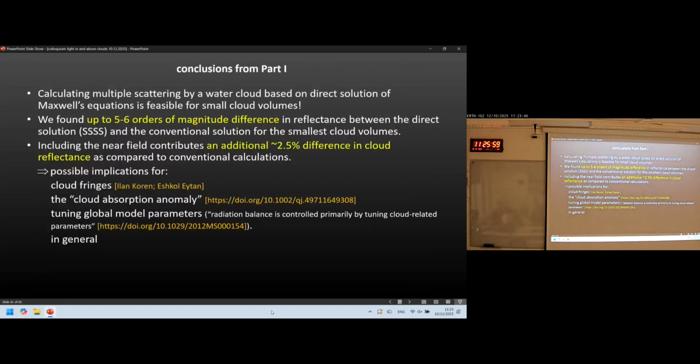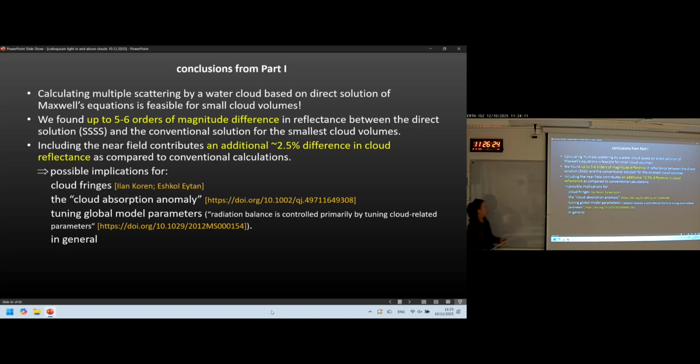Okay, so what conclusions do we have from this part? Well, we can calculate multiple scattering by a water cloud based on a direct solution to Maxwell's equations. It's feasible for small cloud volumes. We haven't scaled it up yet. We don't have kilometer by kilometer by kilometer clouds. But we can do it. We know how to do it, and we have to figure out a better way to scale it up.